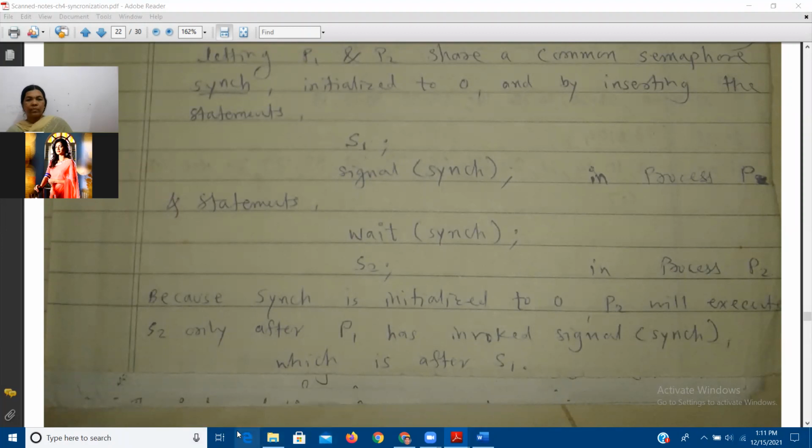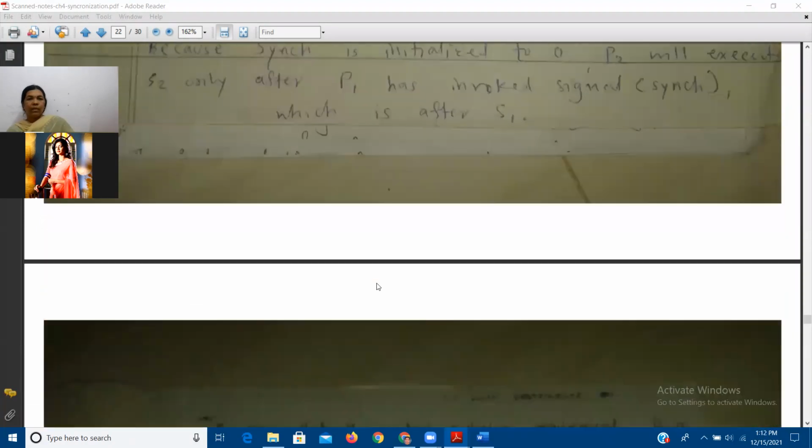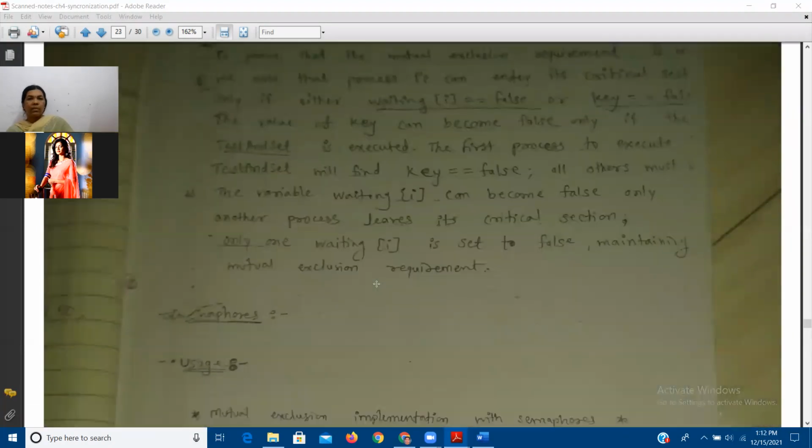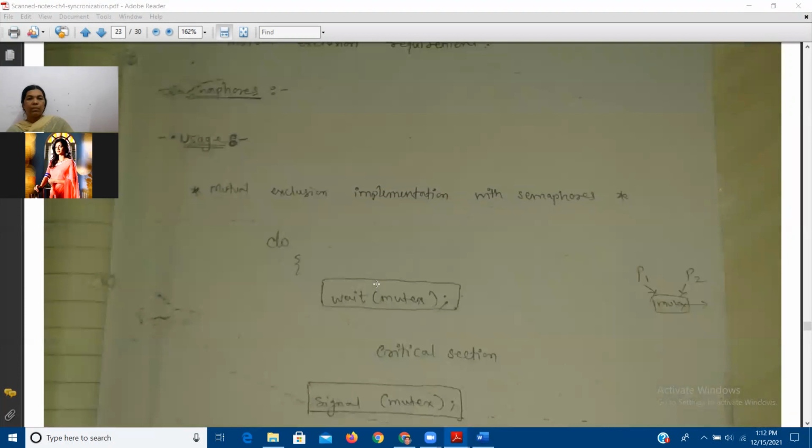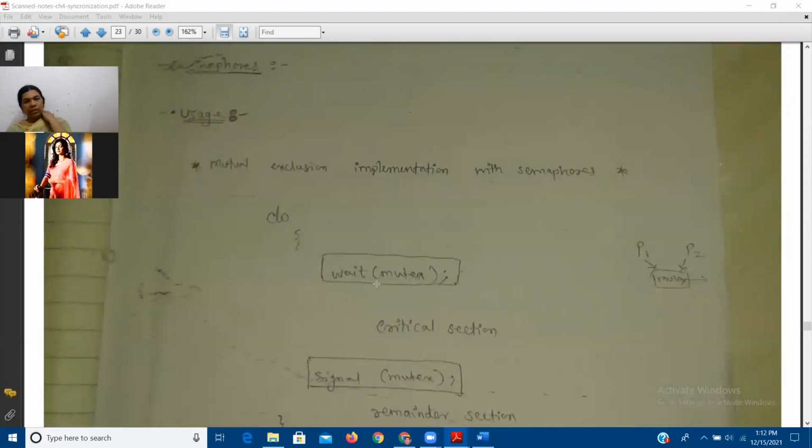Over. Yes, can we proceed further? Rituja is responding. So now you can write, actually this was misplaced. Yeah, this is the usage.